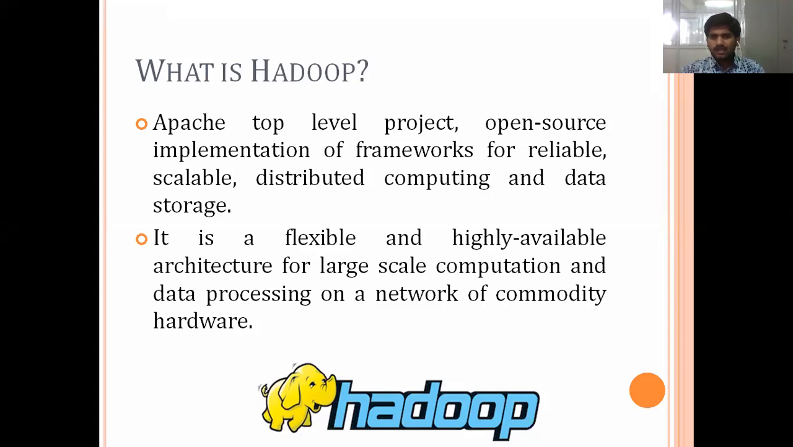Flexible and highly available architecture for large scale computation and data processing on a network of commodity hardware. Commodity simply means cheaper and easy. So even if data is stored in a RAID server, it was very high cost. So we are going to be using, modifying, simplifying data, even in a simple mobile we see it at our end user end.